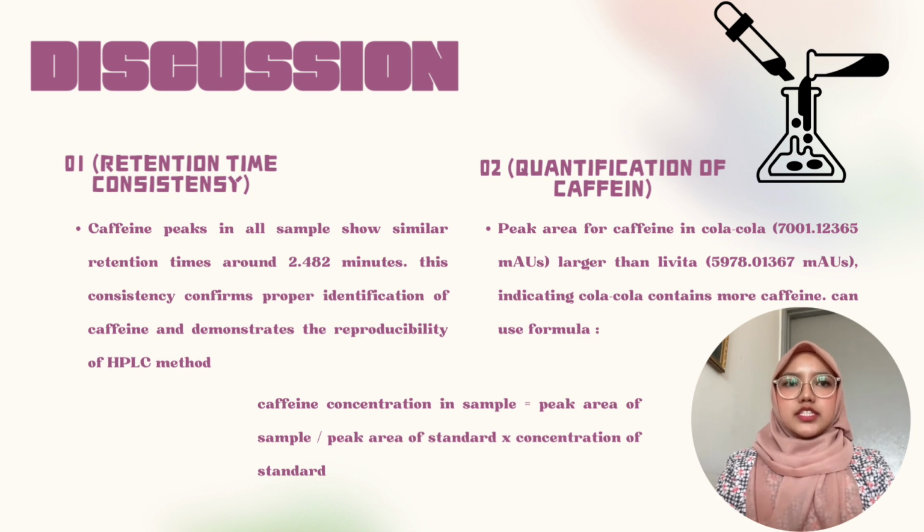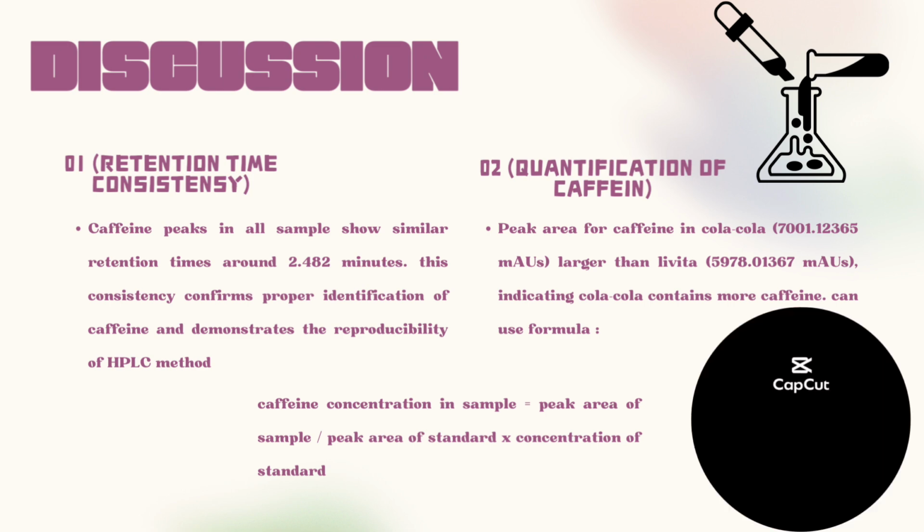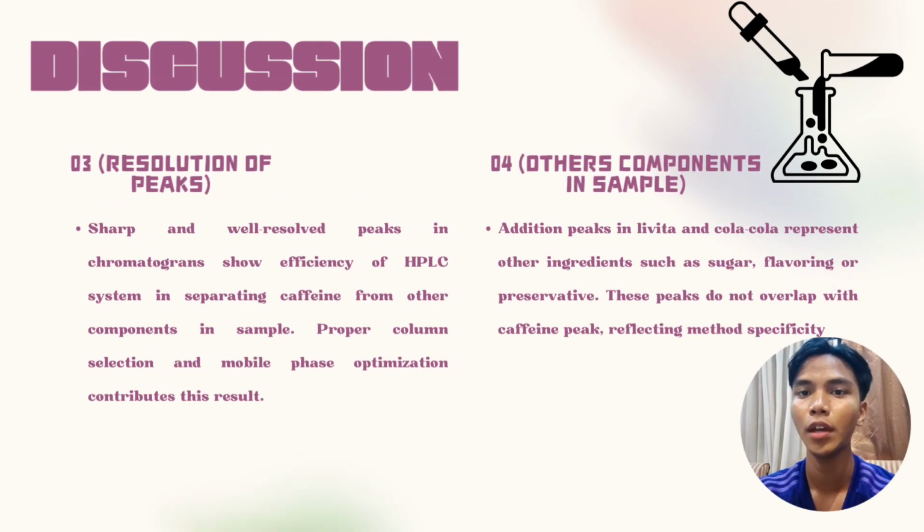The caffeine concentration in a sample can be calculated using this formula: caffeine concentration in sample is equal to peak area of sample divided by peak area of standard times concentration of standard. Observing the chromatograms, we see sharp, well-defined peaks that highlight the efficiency of our HPLC system in separating caffeine from other components. This level of precision is achieved through the careful selection of the column and optimization of the mobile phase. These factors work together to ensure reliable and accurate separation, allowing us to confidently analyze the caffeine content in our samples.